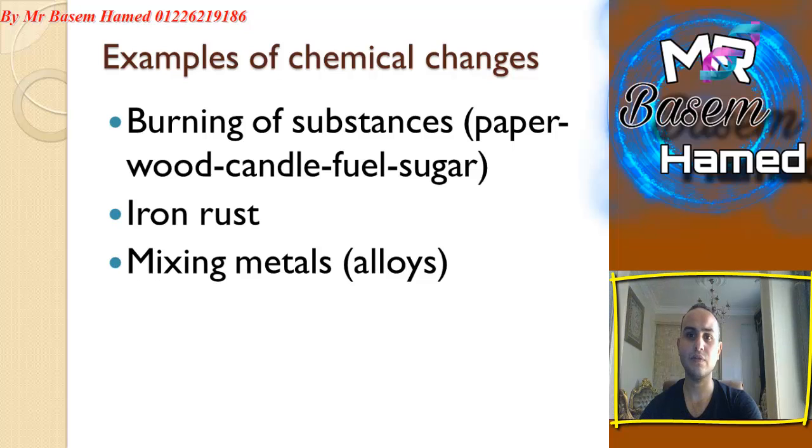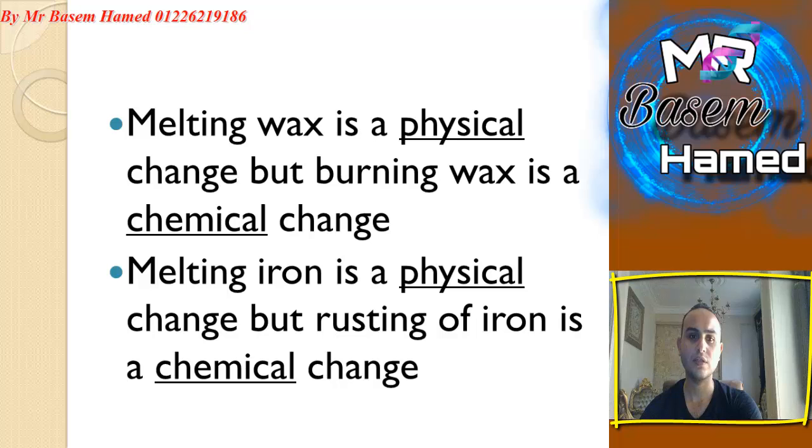So the examples of the chemical change are burning of substances like paper, wood, candle, fuel, sugar. Iron rust, mixing metals to form alloys. So melting of wax is a physical change, but burning wax is a chemical change. Melting of iron is a physical change, but rusting of iron is a chemical change.